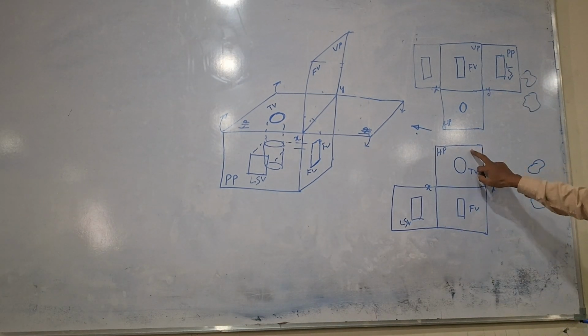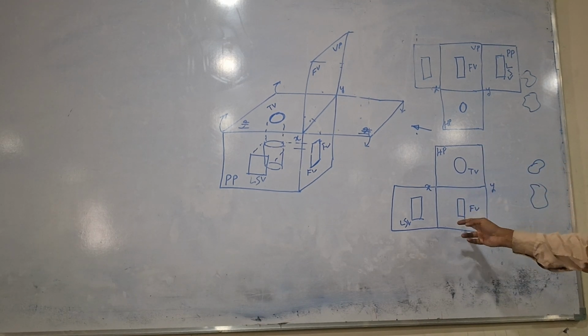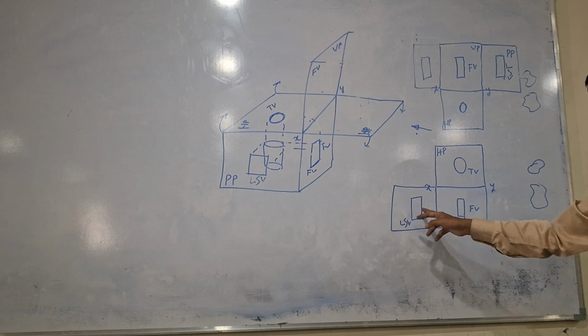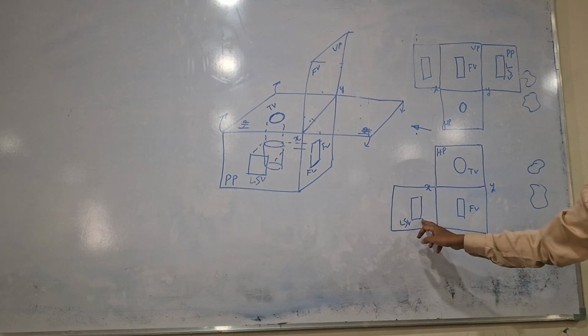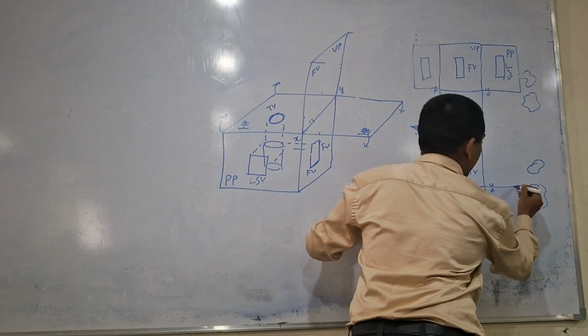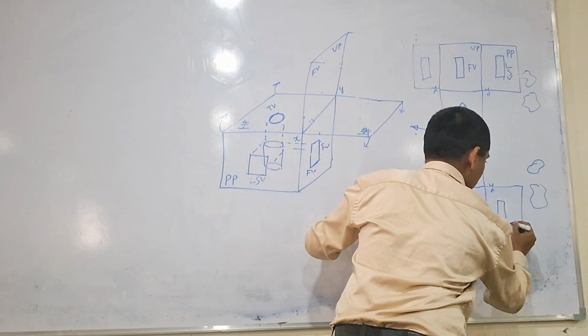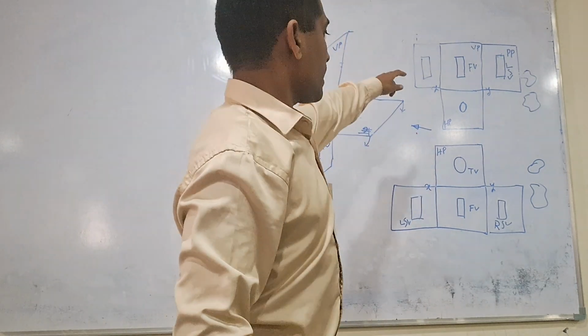Now the above figure is the top view, the below figure is the front view. Beside this front view, the left hand side is the left hand side view, and the right hand side of the front view is the right hand side view. This is the right hand side view. Is it clear? Now see, compare both.